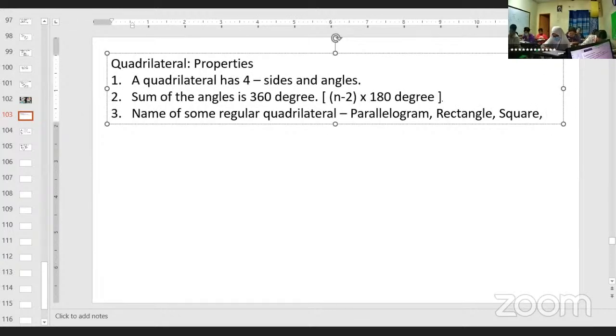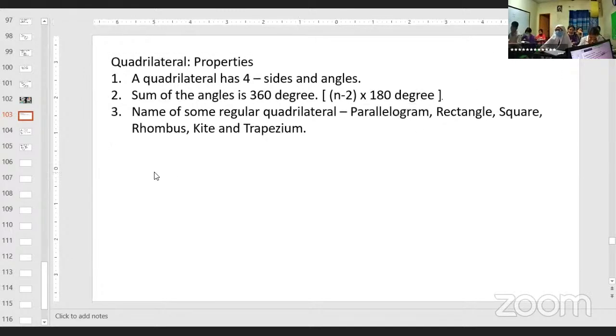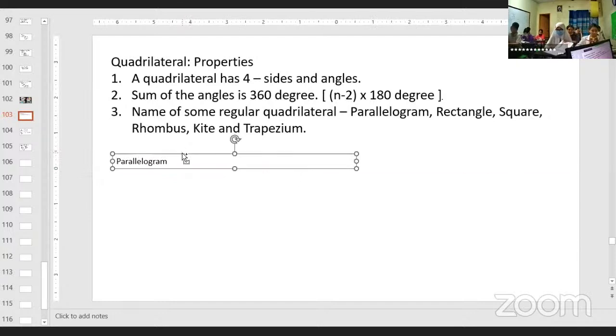Square. Then rhombus, right? Kite and trapezium, right? So these are our regular quadrilaterals. First, we're going to study the parallelogram, and it will cover rectangle, square, rhombus, and kite. So we're going to study the properties of a parallelogram.